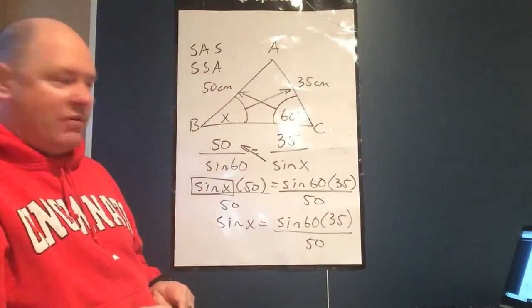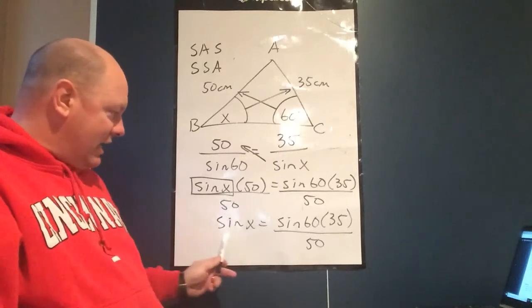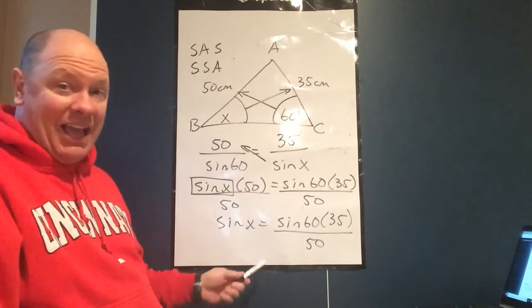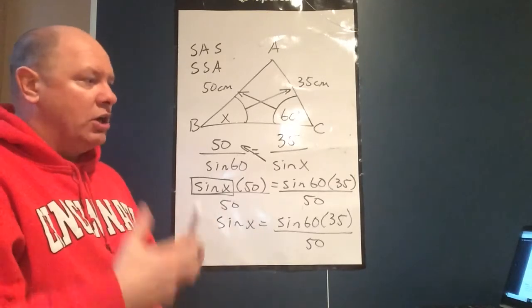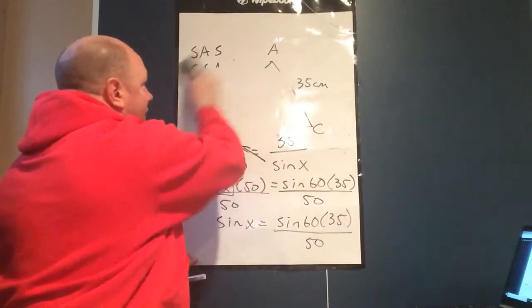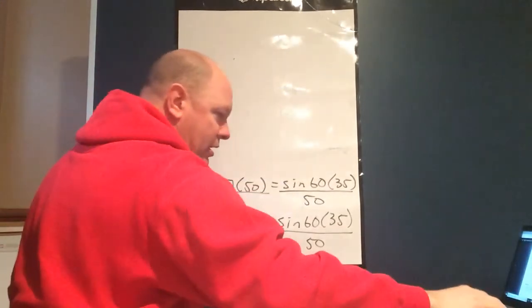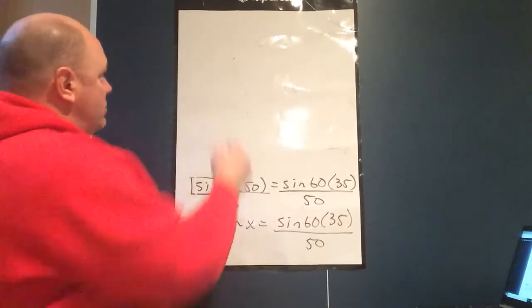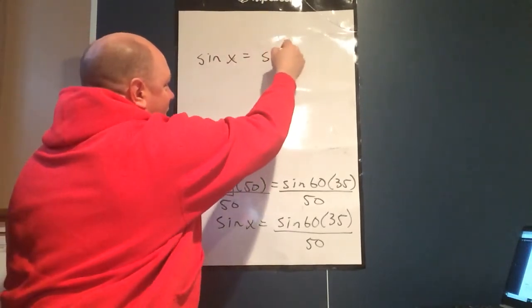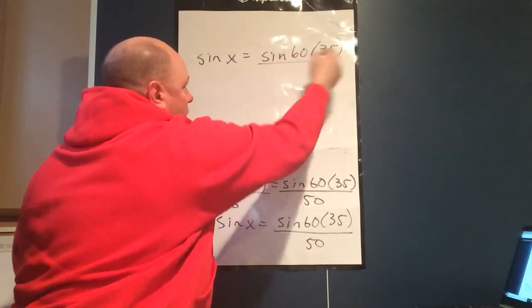Okay, so there's the format right there. Now, remember what we talked about. This is not our ending. This is not our value here. We need to find X by itself, and we're finding an angle. So when we're finding an angle, our last step here is we have to be able to do our inverse function. So I'm going to bring this up to the top here and bring this all the way up here. So sine X equals sine 60 times 35 all over 50.